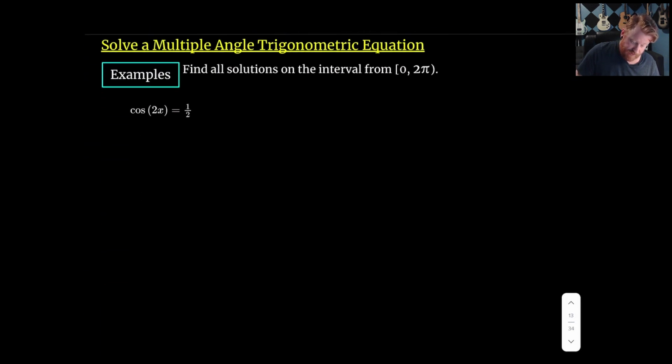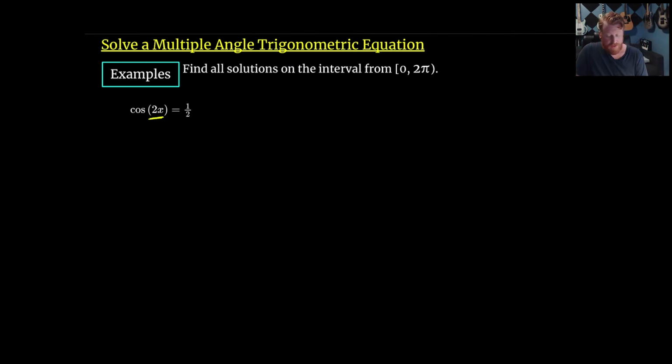All right, next we're going to look at solving multiple angle trigonometric equations. So here we can see we have a double angle. We're going to need to think about that as we look for all of our solutions here, and we're on the interval from 0 to 2 pi. So we're not finding all of them, but we're finding one specifically on this interval, which actually means there is a little bit more work to do.